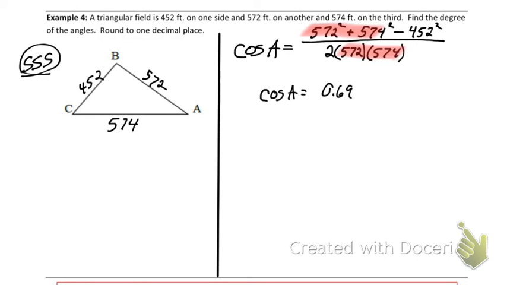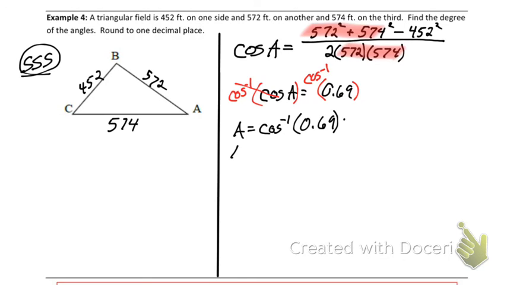To get A alone, we need to take the cosine inverse of both sides. Remember, we're not multiplying by cosine inverse, we're actually taking the cosine inverse of both sides. To get our cosines to cancel out, we're left with A equals the cosine inverse of 0.69, which turns out to be A is about 46.4 degrees, depending on where you rounded and how you did it.